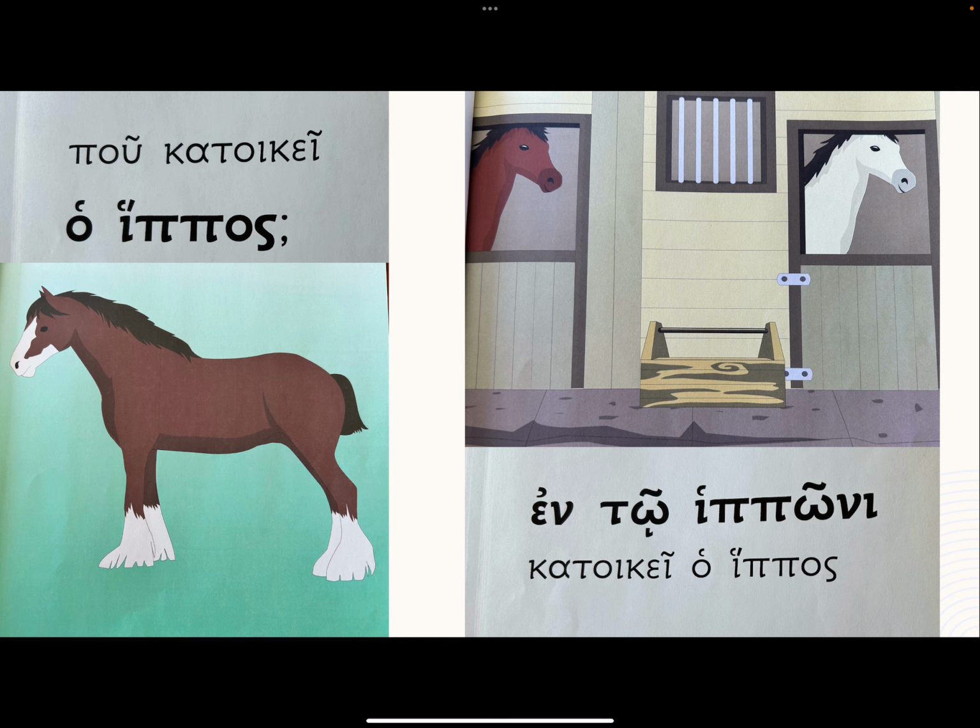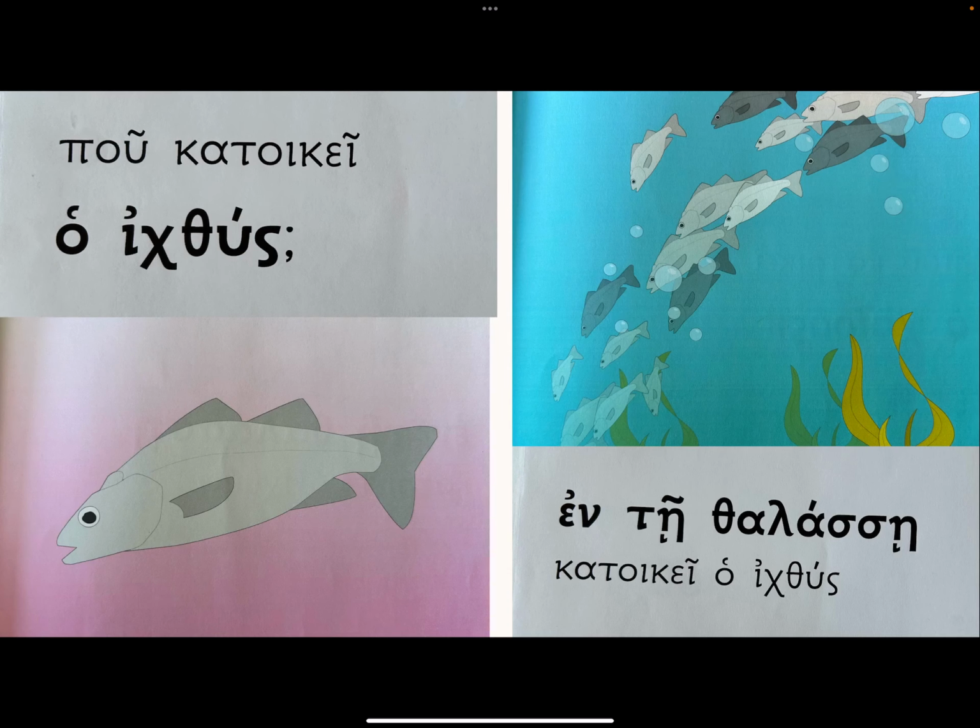Anyway, we've got our preposition here, en, and it's always going to be followed by a dative, in the stable. The same is true for this page as well. Where does the ichthus live? Ichthus means fish in Greek. Where does the fish live? En te thalassa, in the sea. Again, te thalassa are in the dative, in the sea.